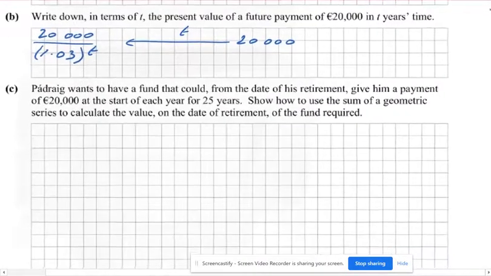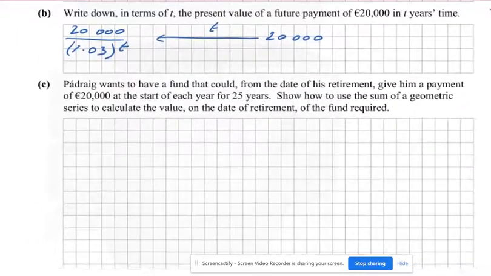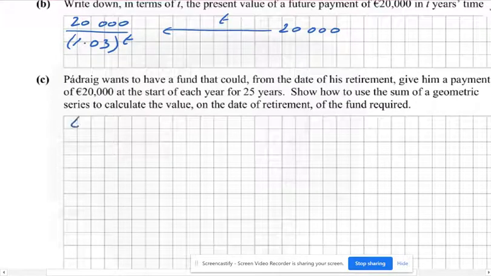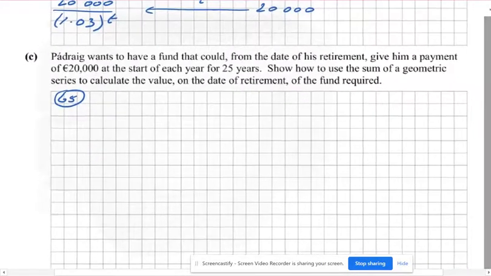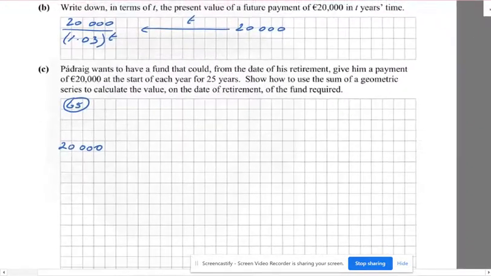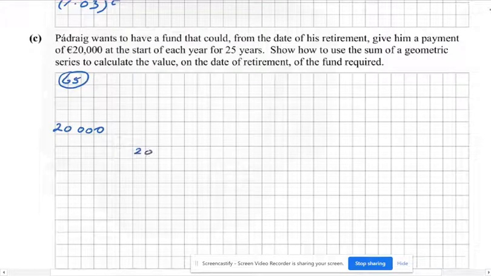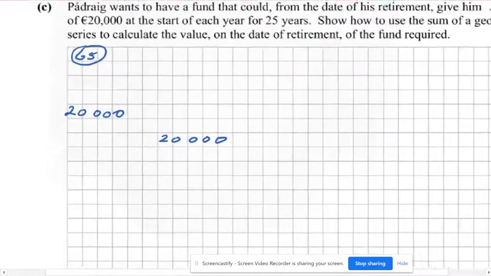Now, part C. Padraig wants to have a fund that could, from the date of his retirement, give him a payment of 20,000 at the start of each year for 25 years. So now this part of the question starts when he's 65. And what's happening here is there are payments. So he gets the first payment on that date of 20,000. So let's put that down here, the first payment. And he gets the second payment at the start of the next year, and so on. So we'll put that payment over here. We'll stagger these payments. So this happens for 25 years.